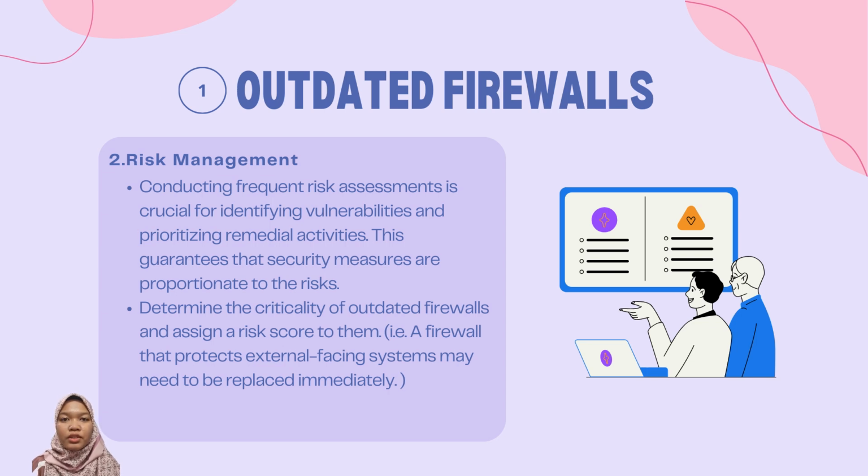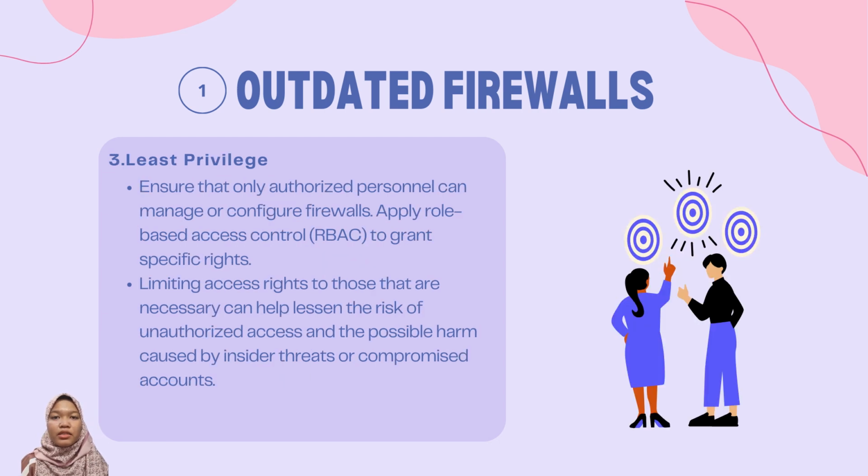The second security principle that could be applied when dealing with outdated firewalls is risk management. Conducting frequent risk assessments is essential for identifying vulnerabilities and prioritizing remedial activities. This guarantees that security measures are proportionate to the risk. And last but not least, another principle that could be applied is the least privilege principle. It ensures that only authorized personnel can manage or configure the firewall. This can help lessen the risk of unauthorized access and the possible harm caused by insider threats or compromised accounts.